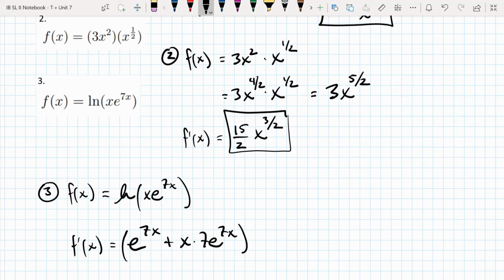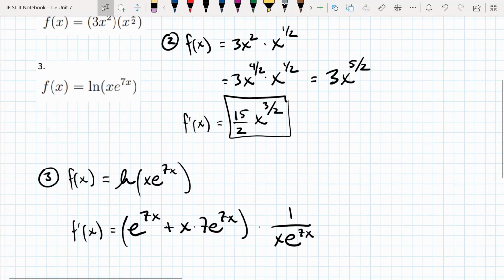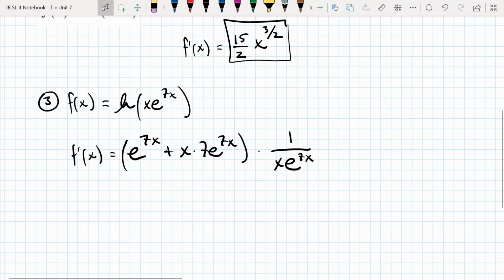Okay, so this is a combination of the chain rule and the product rule, times 1 over x e to the 7x. And then what we can do is distribute this term to both of these. And so we end up with 1 over x plus 7.